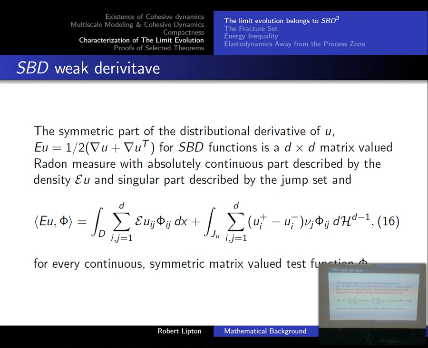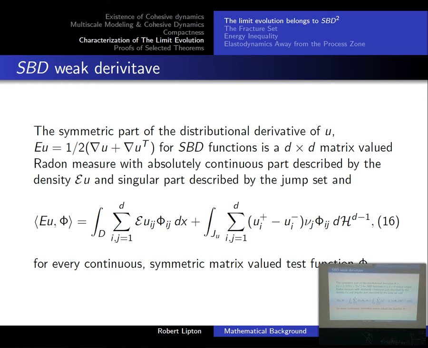And we actually have those fine properties, and then we also have that the symmetric part of the distributional derivative of U, when we're in SBD, is a d by d matrix valued Radon measure with absolutely continuous part described by the density here. This is the absolutely continuous part with respect to Lebesgue measure, and the singular part with respect to Lebesgue measure is given by the jumps over the jump set, and we integrate against d minus 1 Hausdorff measure.